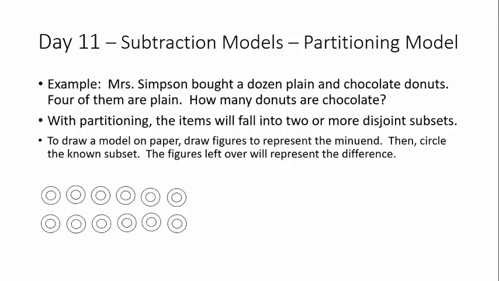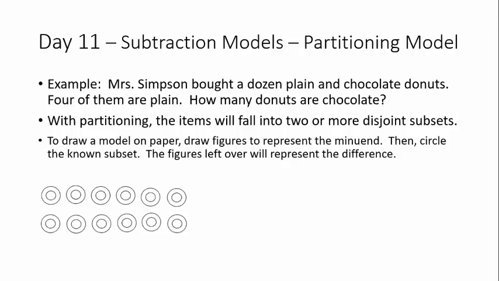This is the partitioning model. Mrs. Simpson bought a dozen plain and chocolate donuts. 4 of them are plain. How many donuts are chocolate? We have a note here. With partitioning, the items will fall into 2 or more distinct subsets. So there's no intersection, or the intersection is empty.